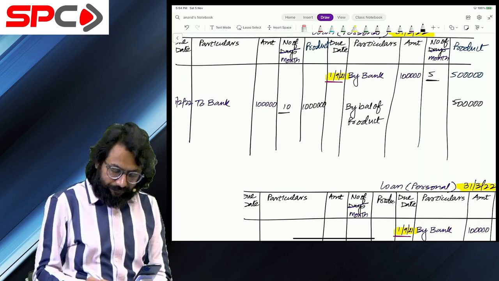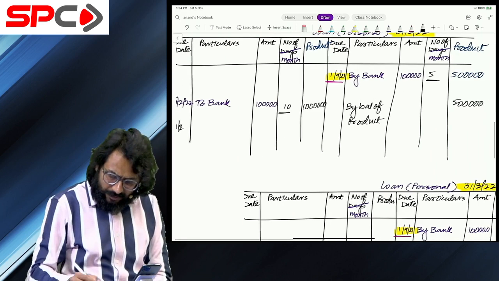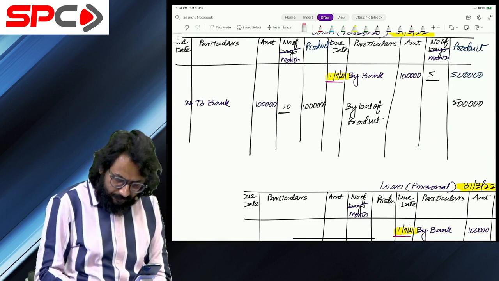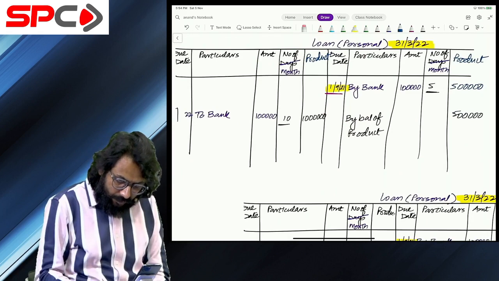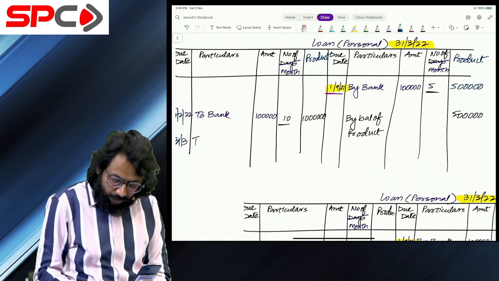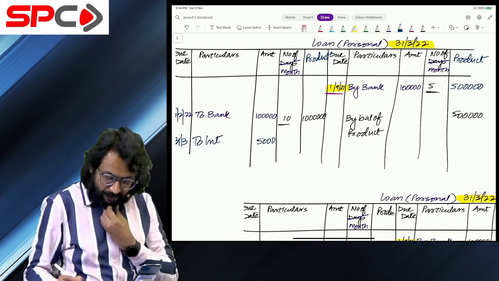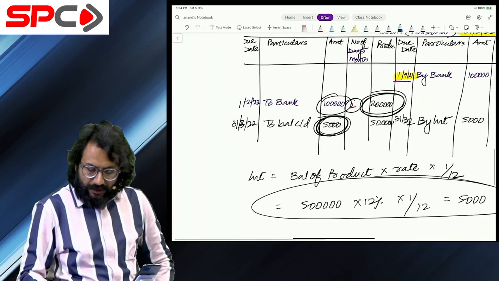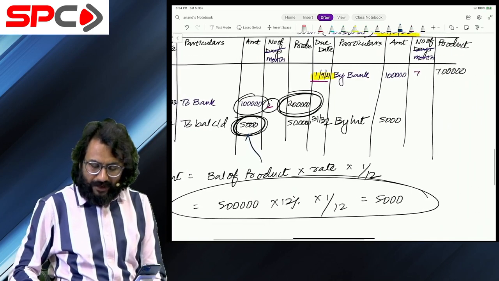How much is it coming to? Do I have to write 31st March? The payment was made on 1/2, not the 31st, right? 1/2, and 31st March I'll write down the interest. How much will I write down? 5,000. Do you all agree? Do you see I have also calculated the interest here only? Say yes.